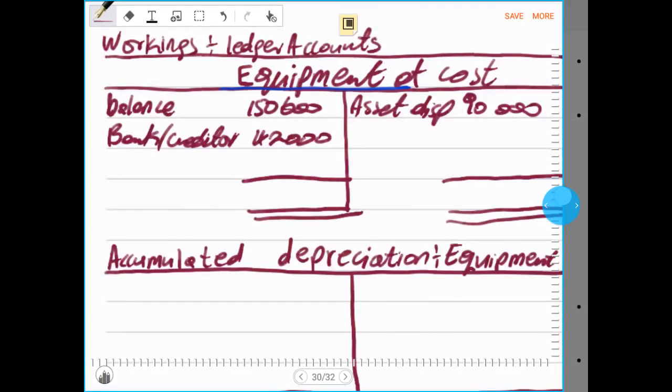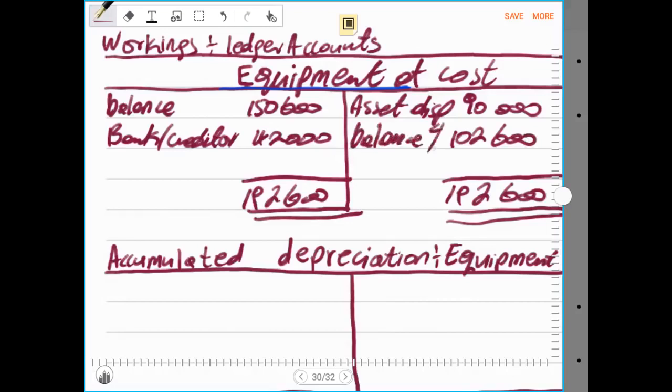Then from there, we can record the total of the equipment, and the total will be 192,600. Then the balance at the end of the year will be an amount of 102,600, which is the balance carried down, that will be brought down. Balance carried down, balance brought down, 102,600. So now that will be the balance at the end of the year for the equipment.